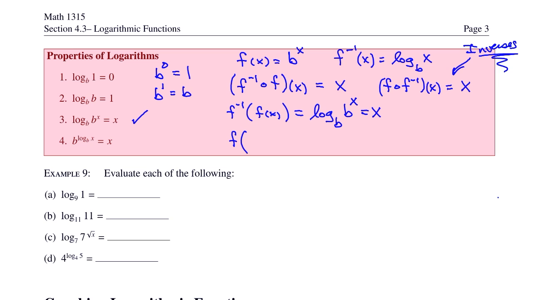The other property, f composed with f inverse. The f function is b raised to a power.